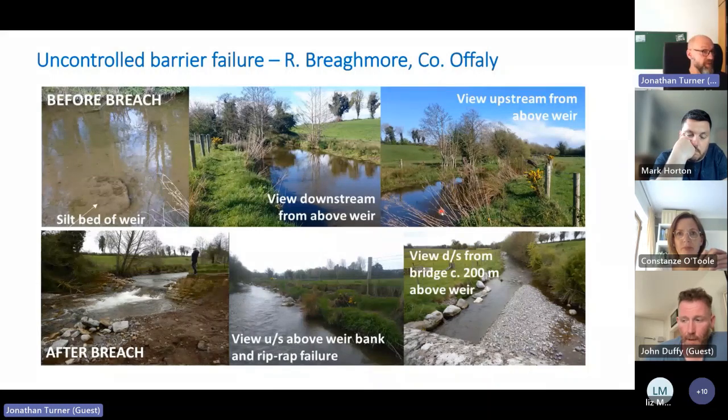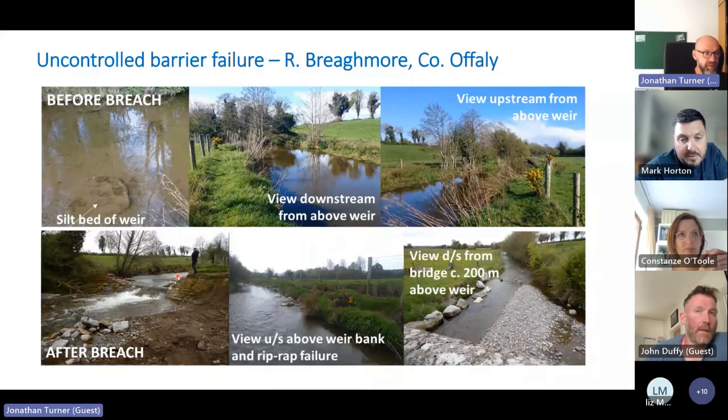We were then invited by Inland Fisheries and by Offaly County Council to come and have a look at this after the breach had taken place. So this is the structure, and this is essentially the hole that was left behind when it collapsed. You can see immediately this coarse material upstream. What was particularly striking was the impact it had on the river banks.